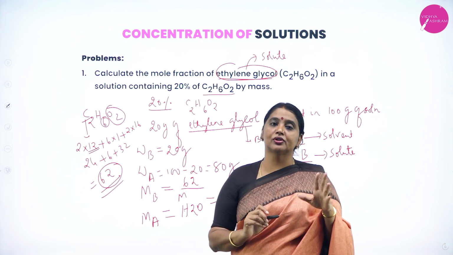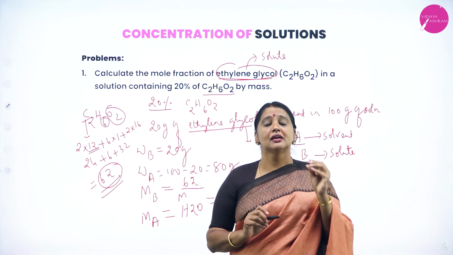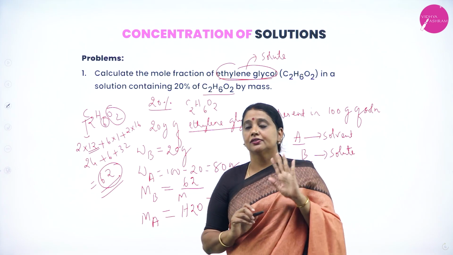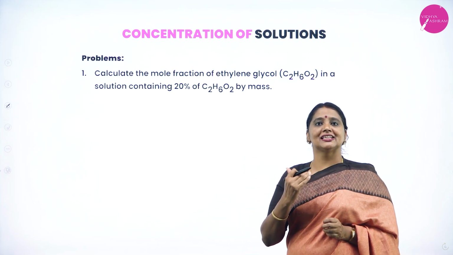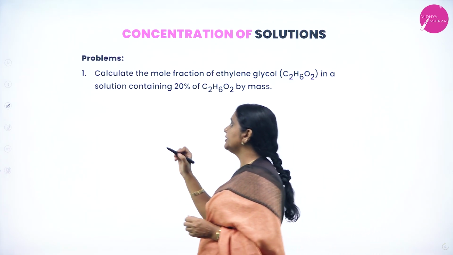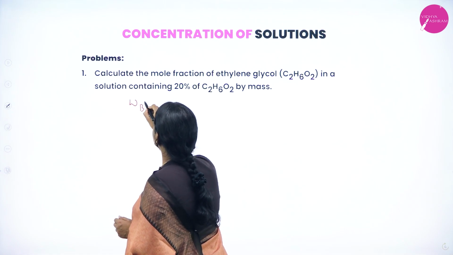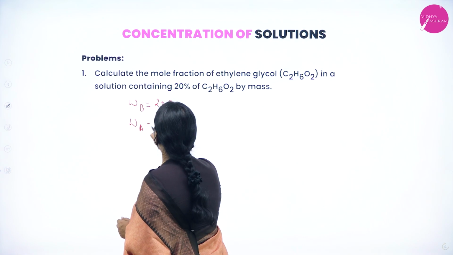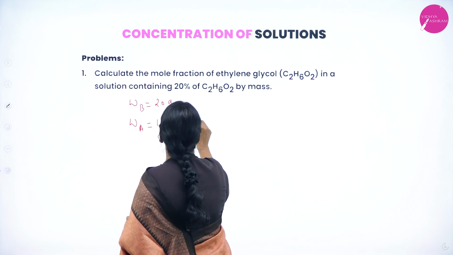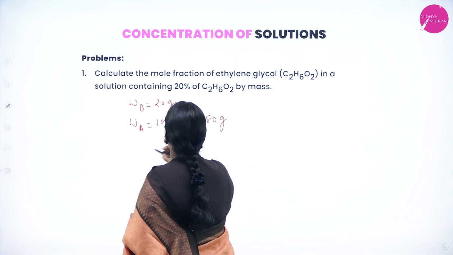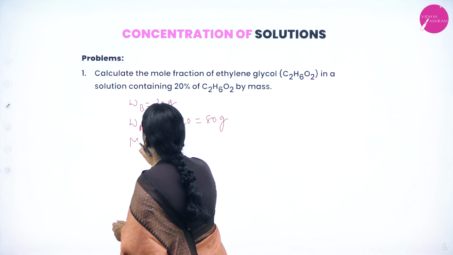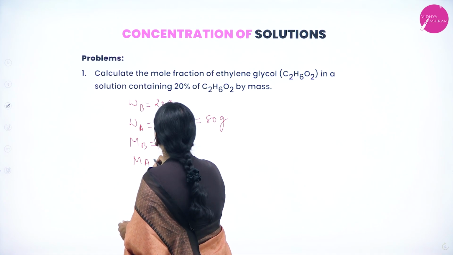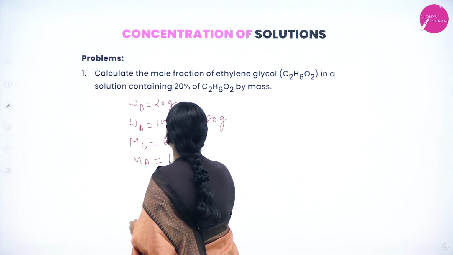For water, every time there is no need to calculate its molecular mass. Remember, my dear student, the molecular mass of water is 18. Therefore, here the solute is ethylene glycol, the solvent is water. Therefore, WB is 20 gram, WA is 100 minus 20 is equal to 80 gram. Next, MB is ethylene glycol, 62, MA is water, that is 18.